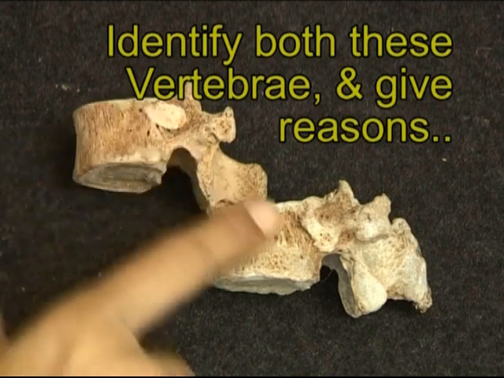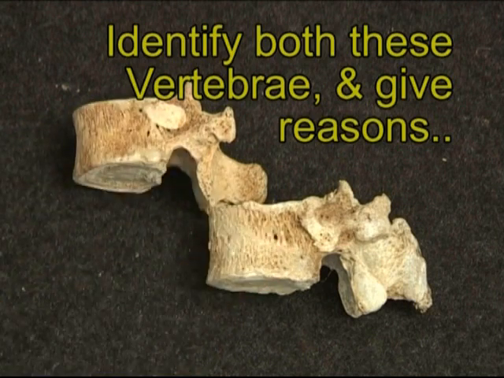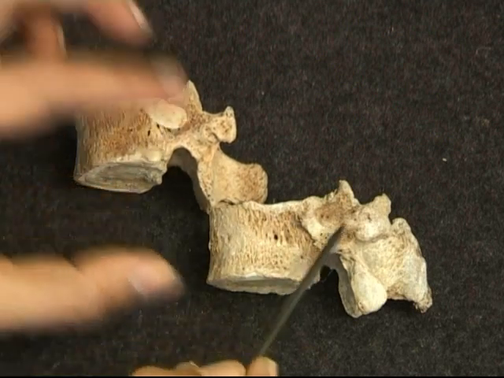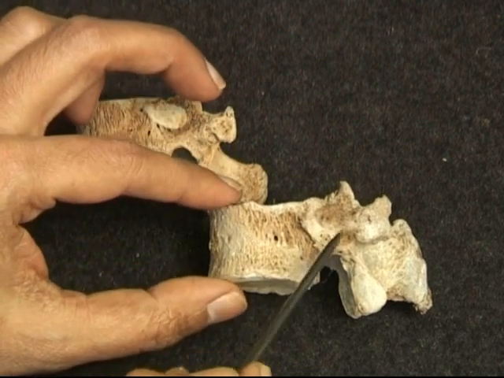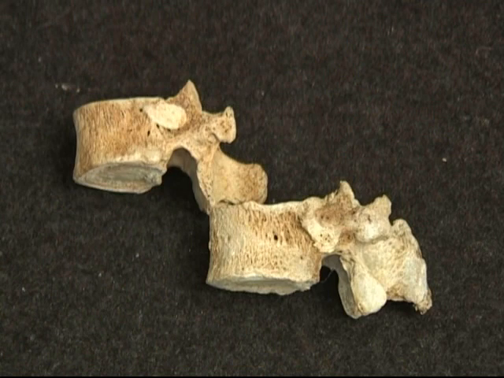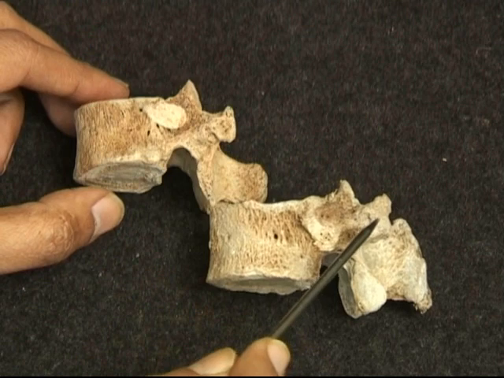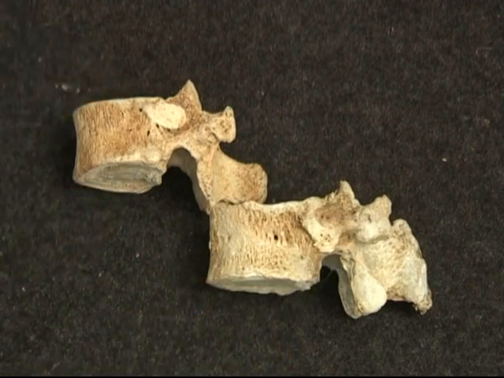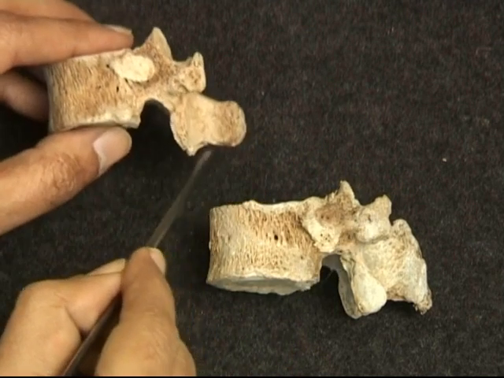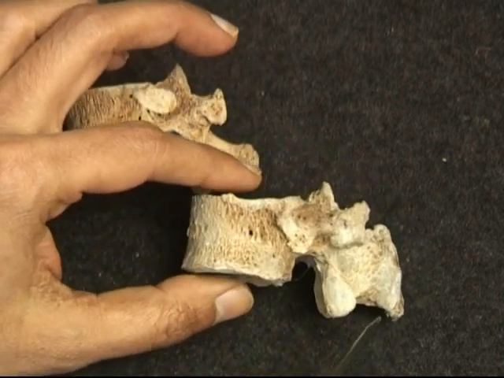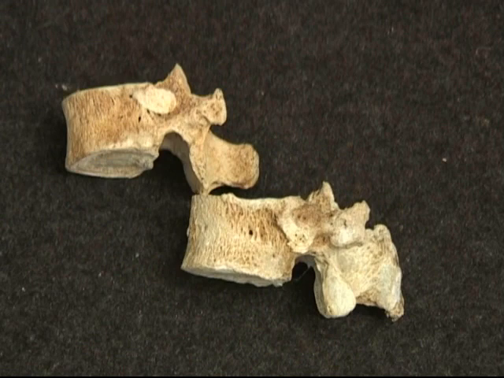Sir, this is 11th and this is 12th thoracic vertebra. Sir, there is a single circular costal facet on the body. So this is T10, 11 or 12. The transverse process is small with no costal facet and spinous process is squarish, lumbar type, and its lower border is horizontal. So these are 11th or 12th thoracic vertebrae.